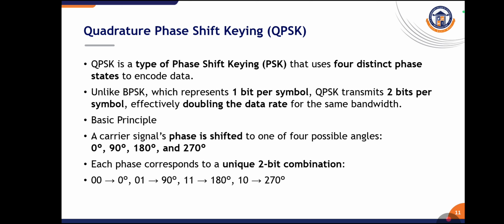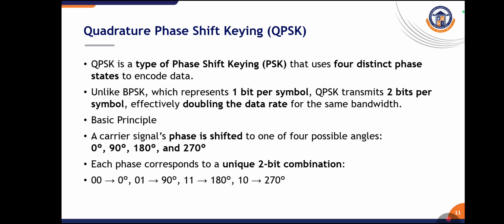Next, quadrature phase shift keying. QPSK is a type of phase shift keying that uses 4 distinct phase states to encode data. Unlike BPSK, which represents 1 bit per symbol, QPSK transmits 2 bits per symbol, effectively doubling the data rate for the same bandwidth. The basic principle is that the carrier signal phase is shifted to one of 4 possible angles: 0 degree, 90 degree, 180 degree and 270 degree. Each phase corresponds to a unique 2-bit combination.